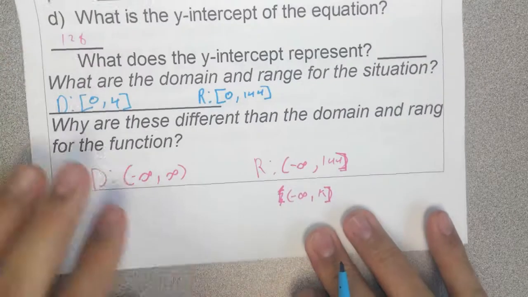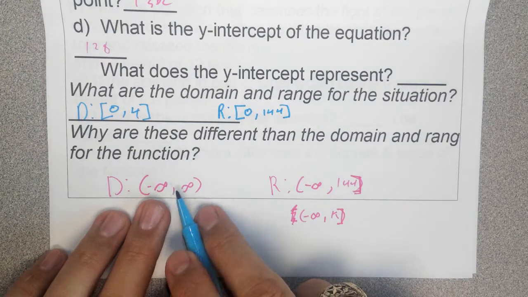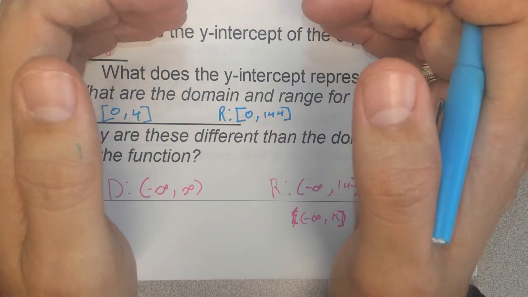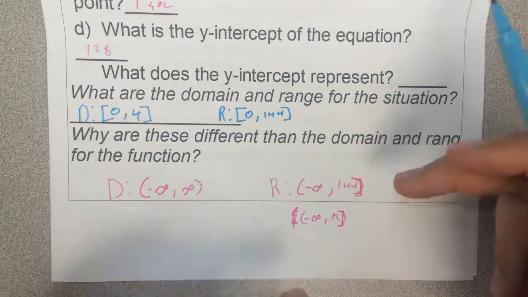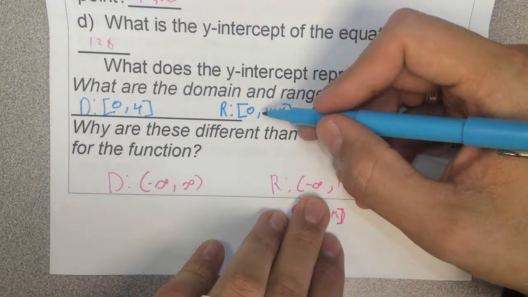So how are they different? The domain is completely different. We have all real numbers compared to just 0 through 4. My range is actually very, very similar, but instead of going down, dropping to negative infinity, it stops at 0.